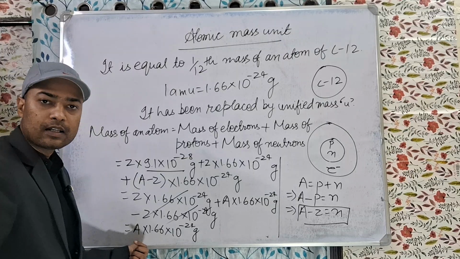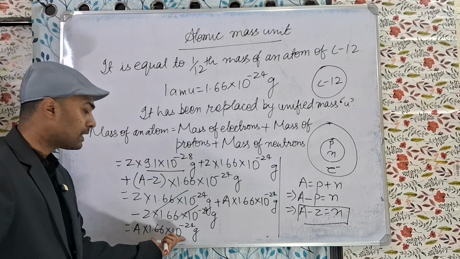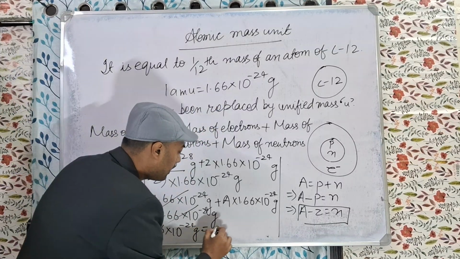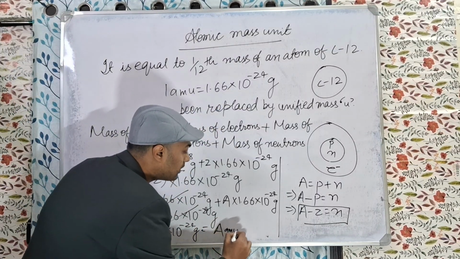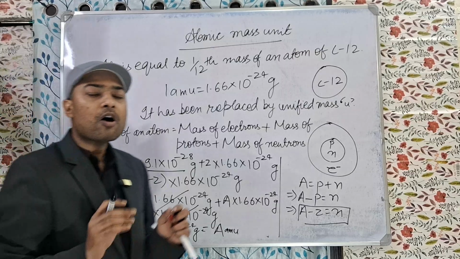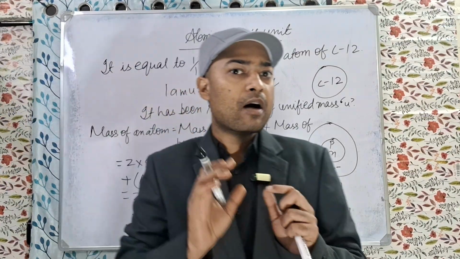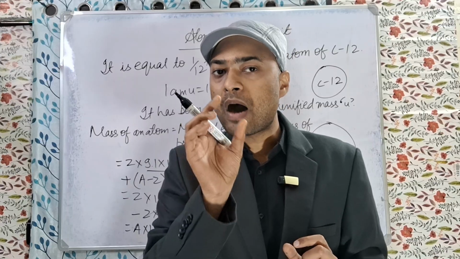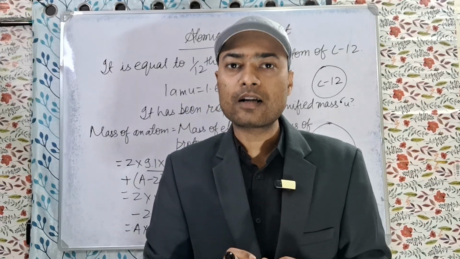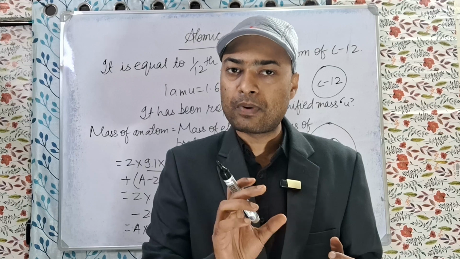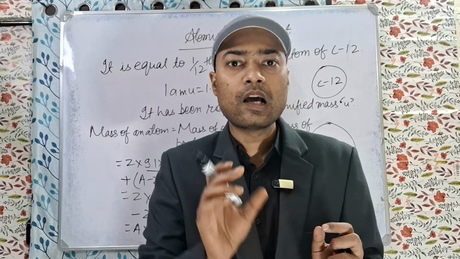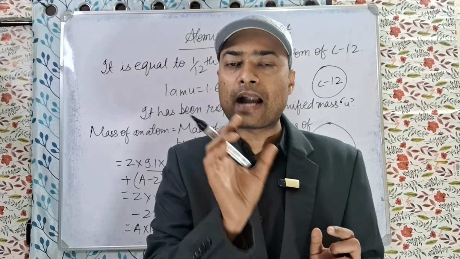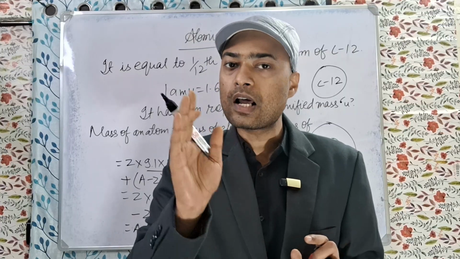Okay, A is what? It is our mass number, and if you look at this value, it is the same as AMU. That means, if you need to find the mass of an atom, if you know the mass number of that particular element, you can simply add AMU to that particular mass number of that particular atom, which is of a particular element.